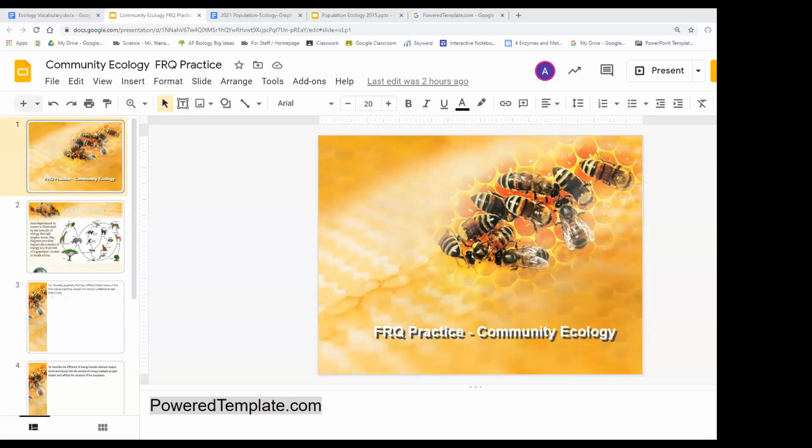If they are giving you a graphic or a data table, they're expecting you to use examples specific to that graph or table. Okay, so for a blanket statement on any FRQ that we do, if they gave you something, you want to be sure to refer back to that.